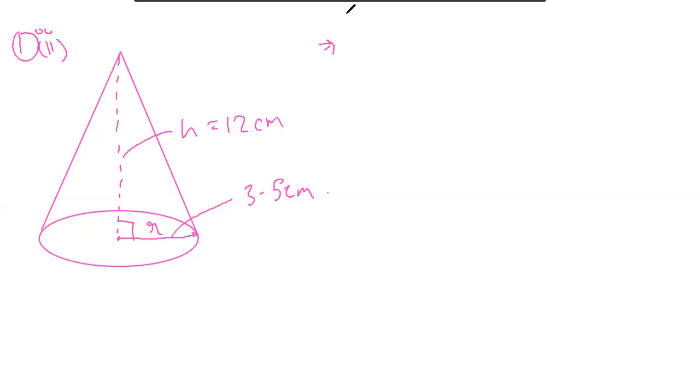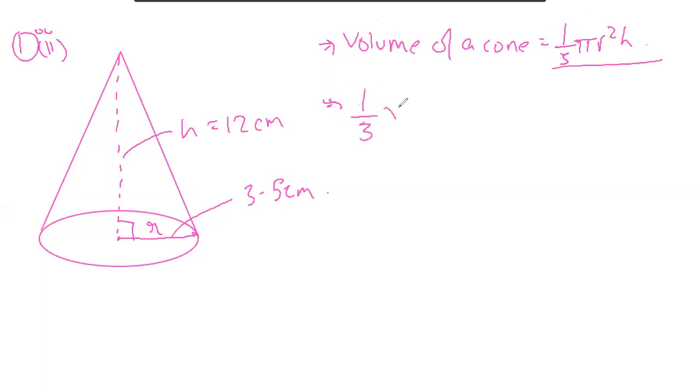Never forget to write the formula. So the volume of a cone is equal to 1 upon 3 pi r square h. Once you have written the formula, all you have to do is substitute the values. So it is 1 upon 3 into 22 by 7 into r, that is 3.5 into 3.5, into h, which is 12 centimeters.